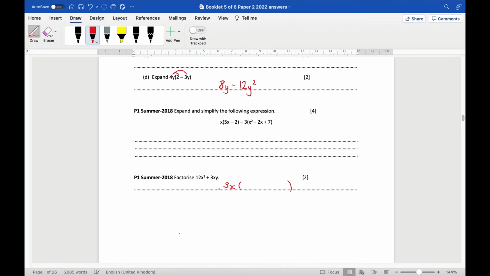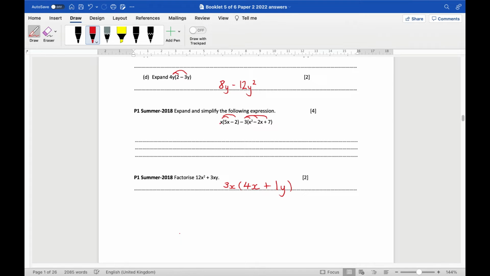And I thought this one down here was a bit nasty because you can take out a number and a letter. So 3 times what makes 12? 4. I've already taken an x out, so I've only got one x left in that term. Plus 3 times what makes 3? 1. I've already taken the x out, so what have I got left in that term? Y.